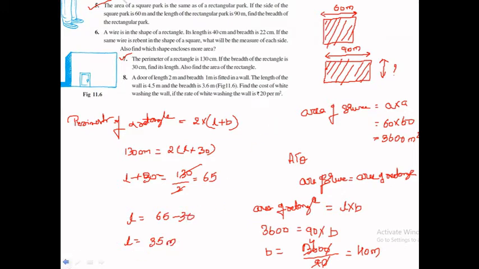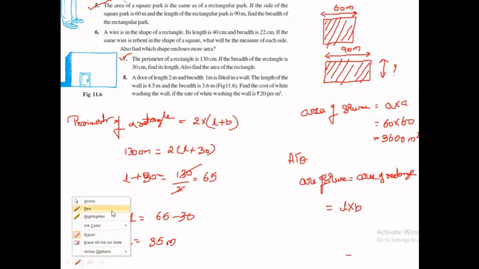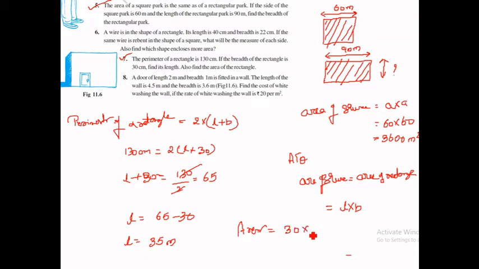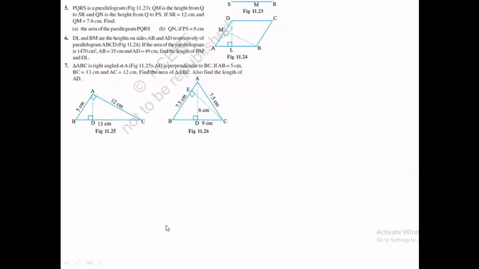Okay, so area will be, area equals 30 into 35. This one is breadth and this one is length. Length into breadth, and that is equal to how much? So calculate 30 into 35. So 35 into 3, that is 105, so 1050. Let's come to the next question.